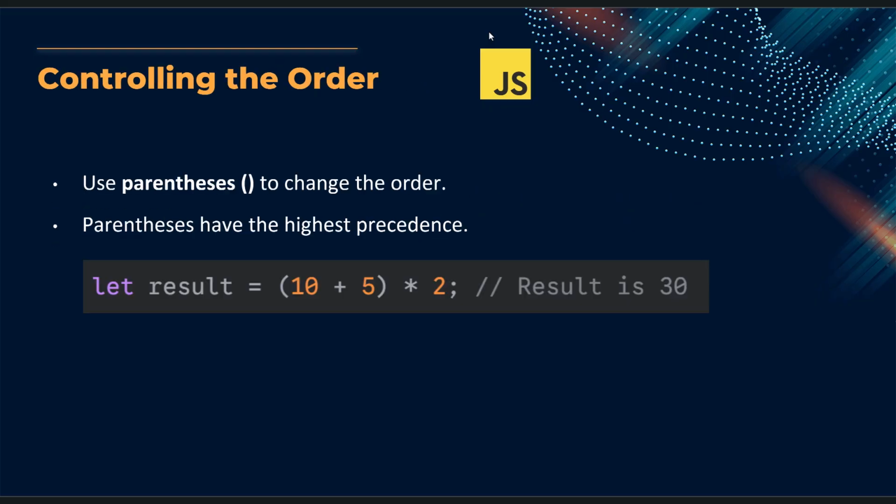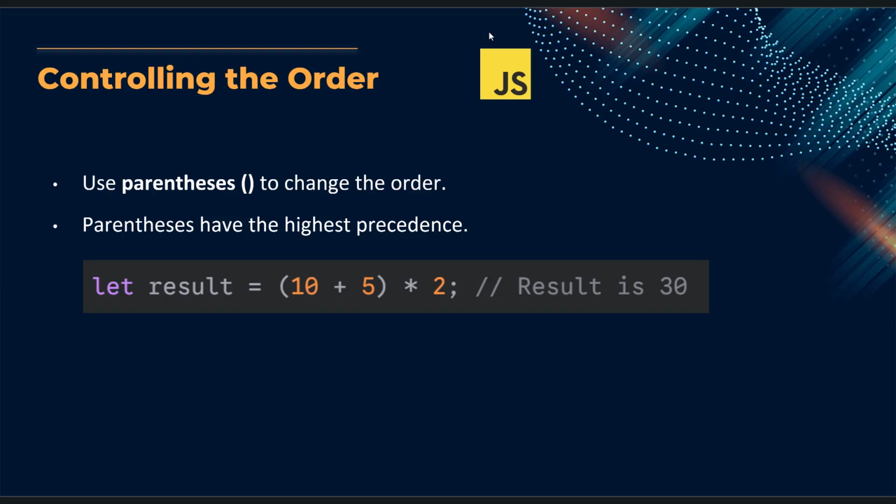Now, what if we want the addition to happen first? What if we really wanted the result to be 30 in our example? We can change the natural order using parentheses. Just like in math, anything inside parentheses is calculated first, no matter what its precedence is. Parentheses have the highest precedence. So if we look at this code, let result equals, using parentheses, 10 plus 5, then multiply by 2. Now JavaScript sees the parentheses and says, oh, I have to do what's inside here first. So it calculates 10 plus 5, which is 15. Then it does the multiplication, 15 multiplied by 2, which gives us 30.